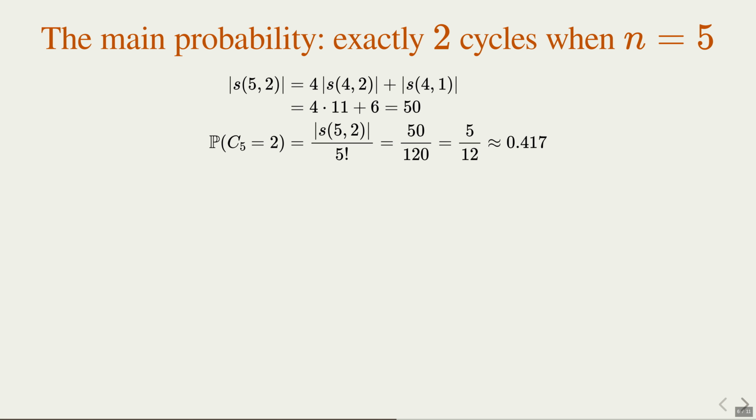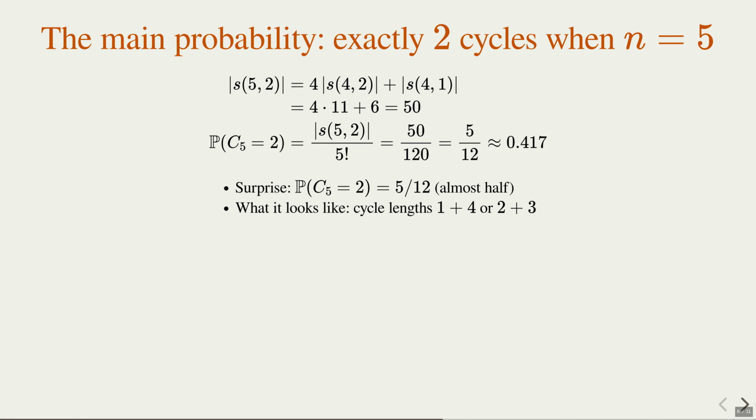Now we do the n equals 5 step and immediately convert the count into a probability by dividing by 5 factorial. This line is the whole punchline. The recurrence gives 50 permutations of 1 through 5 with exactly 2 cycles. And dividing by 120 total permutations gives 5 over 12, about 0.417. Wow, so 2 cycles is actually almost half the time. That really is the most likely outcome, not just a rare pattern.